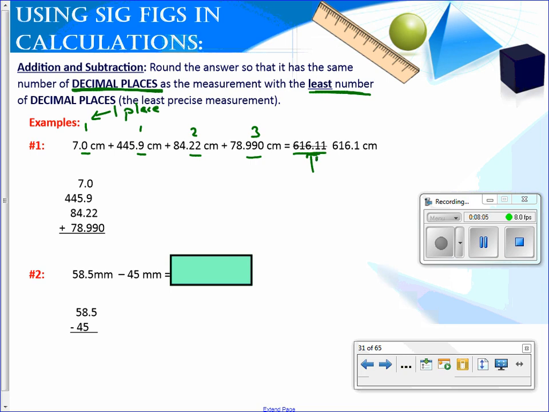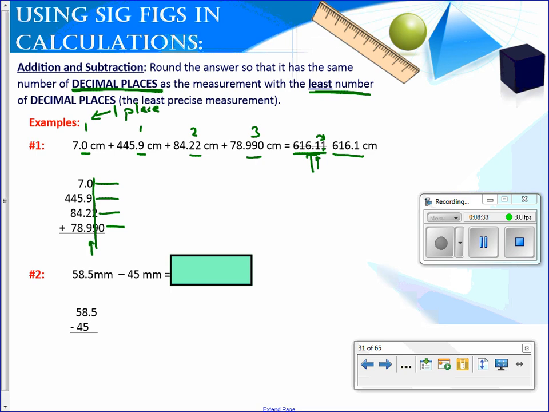So here's the 1 place. And then we look to the right to see whether that is going to stay a 1 or is it going to round to a 2? Well, since this number here is a 1, it will stay a 1. So it's 616.1. Another way you could think of it, if you line them up, you can put little blocks out here, you can only have something in this 10th spot here.